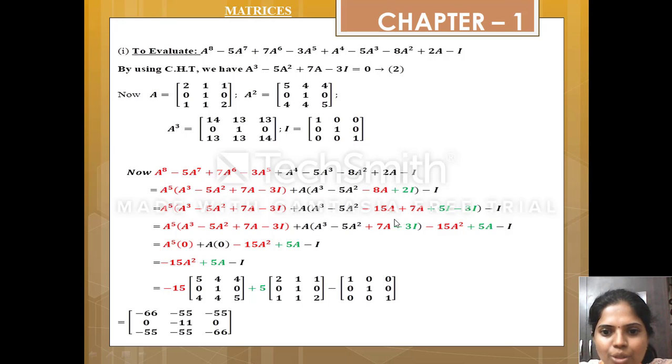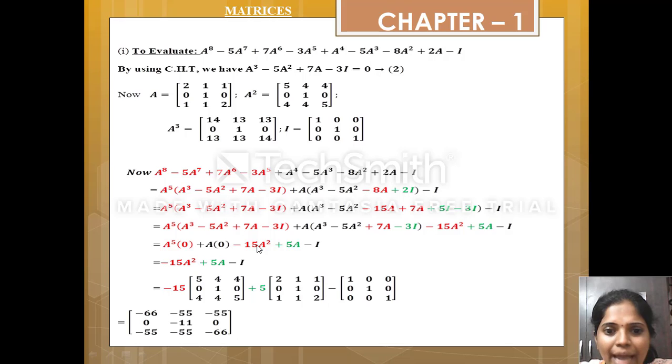Here, take A common from the minus 15A term, and write the 5I separately. Now you see the first term is actually the characteristic, that is, the Cayley-Hamilton expression. This is equation number 2, correct? So instead of this expression we put 0, because this is Cayley-Hamilton. Similarly, the second bracket term is also Cayley-Hamilton, so its value is 0. So A power 5 into 0, and A into 0. Finally you write the remaining terms.